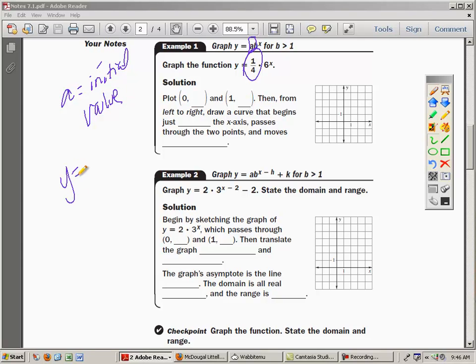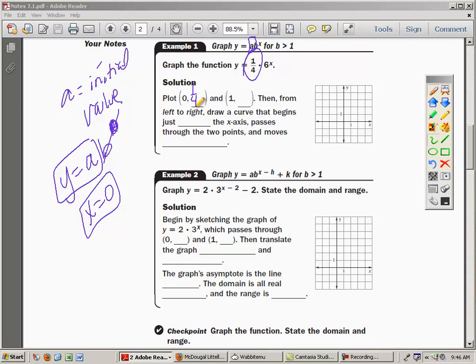In any function y equals a b to the x, if I set x equal to 0, that would be my initial value where my graph starts. If x is equal to 0, this whole thing becomes b to the 0, which is 1. And so the value of y is equal to whatever that leading coefficient, a, is. So in this case, the point (0, 1/4) is on my graph.